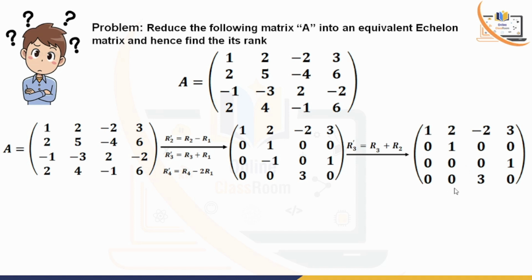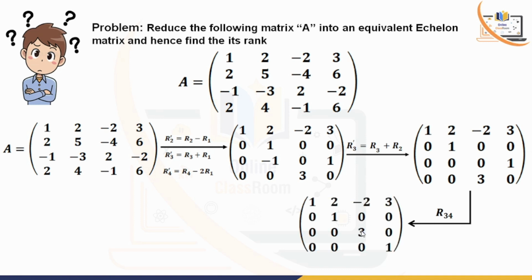So still it is not an echelon form. But we observe that if we focus on the third row and fourth row and interchange them, it becomes this one. In this particular matrix, we observe that if we focus on the downward position, the number of leading 0s is increasing. Here it is 1, here it is 2, here it is 3. So it is increasing. That's why it is the required echelon form.